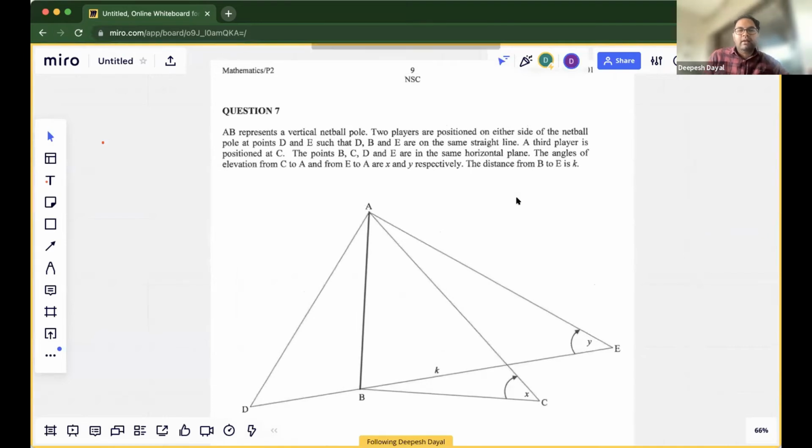Okay. AB represents a vertical netball pole. Two players are positioned on either side of the netball pole, points D and E, such that D, B, and E are on the same straight line. Let's have a look. D, B, and E are on the same straight line, right?